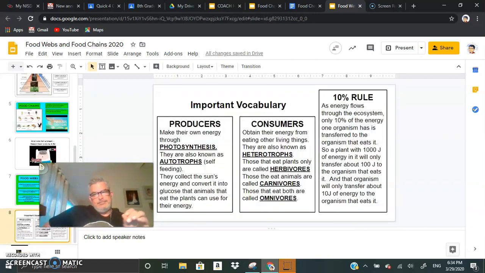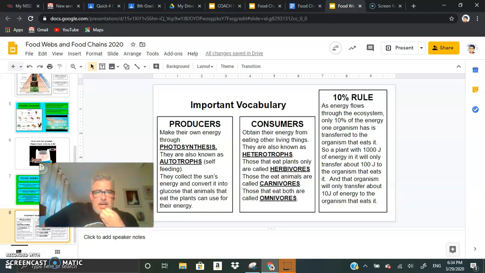So last thing, just some important vocabulary that you need to make sure you understand. Producers make their own energy through photosynthesis. And this might be a new word for you all. I think it was a new word for you in 7th grade, but you need to understand that autotroph is just a different word for a producer. Auto means self, like automatic, self-running. Autotroph, troph means feed. So autotrophs are self-feeding. They feed themselves because they make their own food.